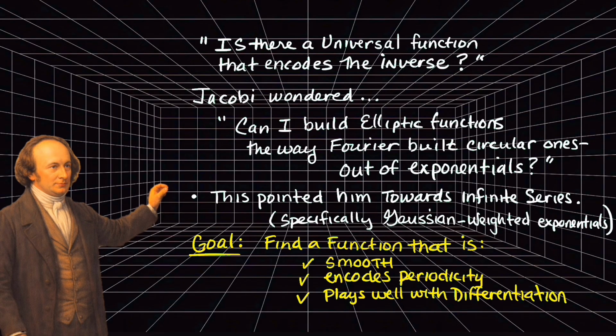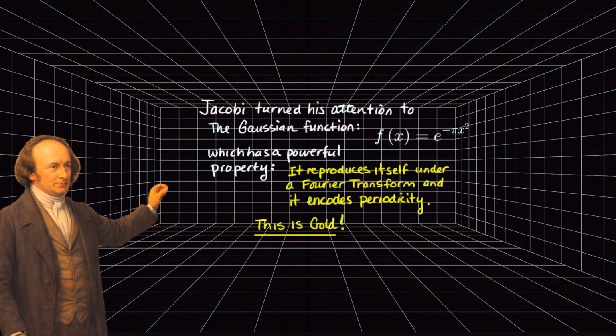Jacobi wondered if there's a universal function that encodes the inverse. He wanted to construct elliptical functions in the same way that Fourier had built circular ones out of exponentials. This pointed him to infinite series evaluations, and his goal was to find a function that is smooth, encodes periodicity, and plays well with differentiation.